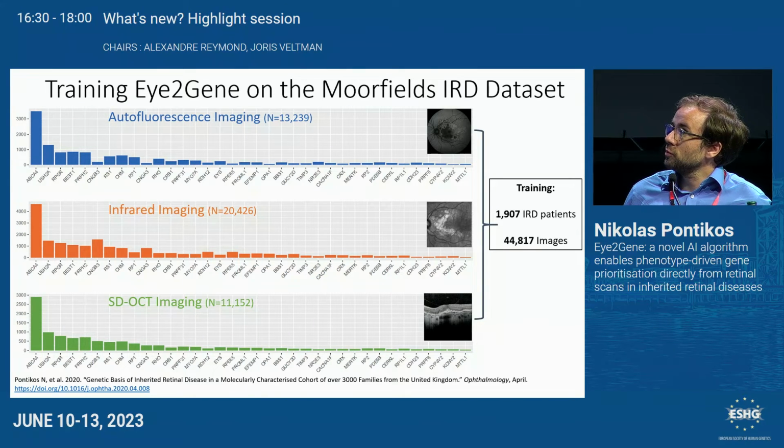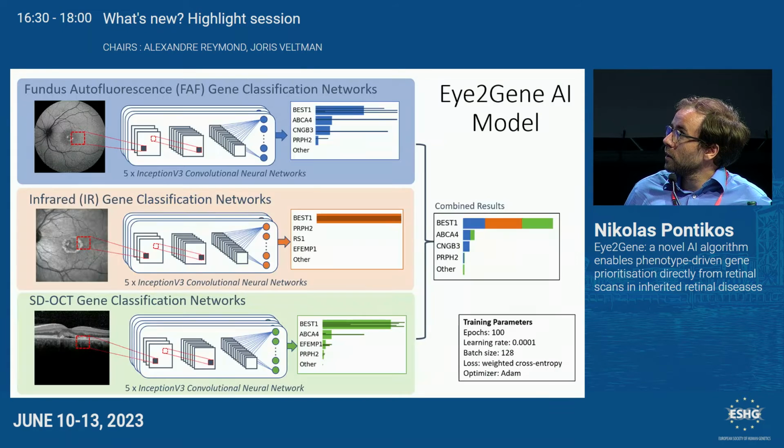To train Eye2Gene, we use the data sets at Moorfields Eye Hospital, which has a very large cohort of patients with inherited retinal disease who all have a genetic diagnosis and corresponding imaging. The reason why there are 3 bar plots here is because there are 3 different types of imaging. So we trained AI algorithms on the 3 different types of imaging. These are the total numbers of patients, including around 2,000. We've also published the cohort a few years ago, if you want to read the paper.